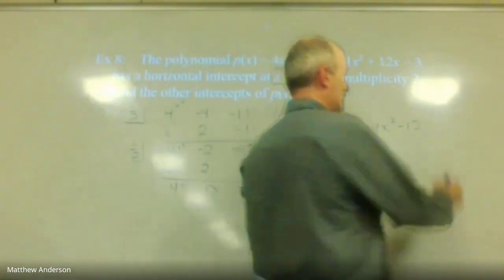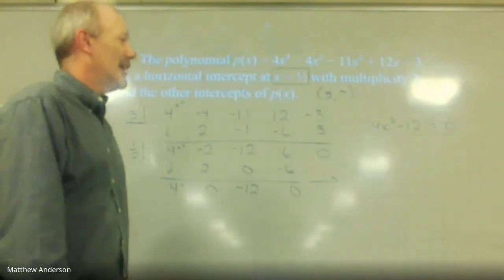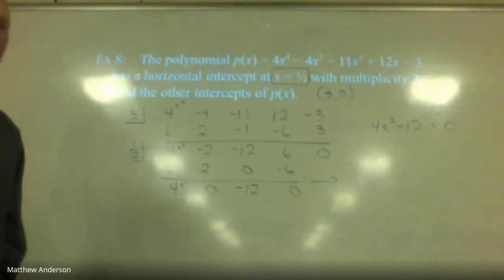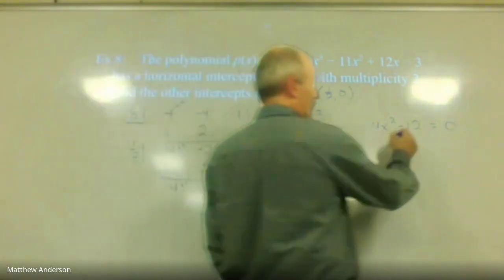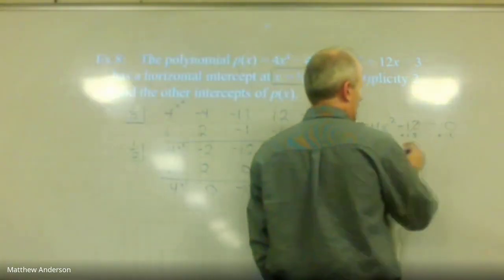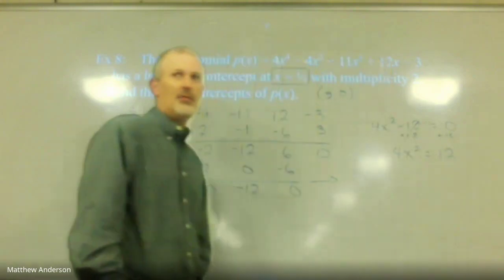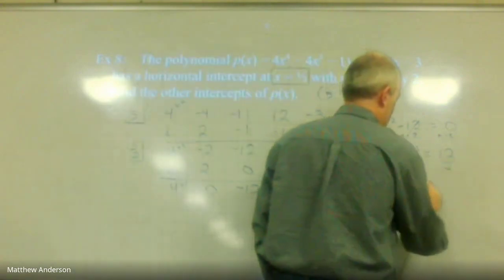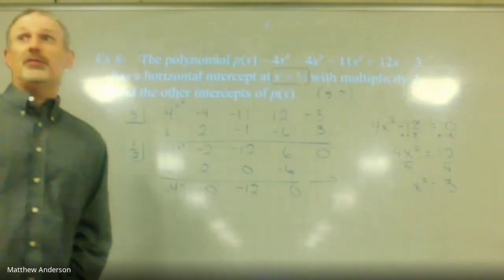If we want to find the horizontal intercepts, remember we have to set it equal to 0. And now we're going to solve that. And this one isn't too bad. It's actually pretty nice. What would we do to try and solve that one and get the x by itself? Add 12? So 4x squared equals 12. Then what would we do? Divide by 4. So x squared equals 3. And then what would we do?